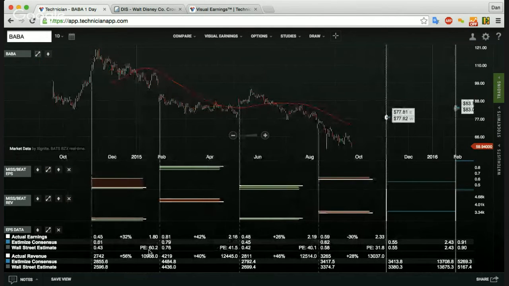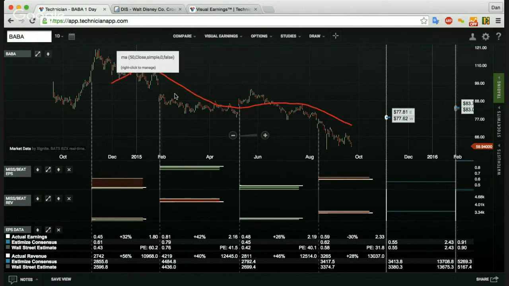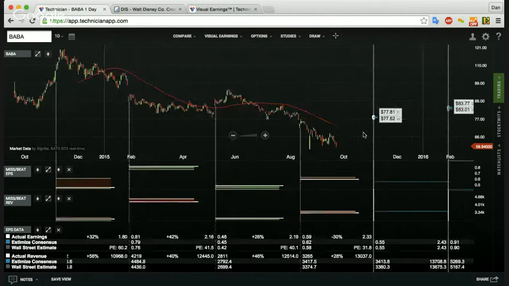Yeah, I mean, you see the PE just come down steadily, 60, 41, 40, 32, and that's based on earnings date, so it's definitely trading even lower now if we looked at today's PE. So you definitely have that, it does start to feel pretty cheap. And this works in the other direction as well, obviously.